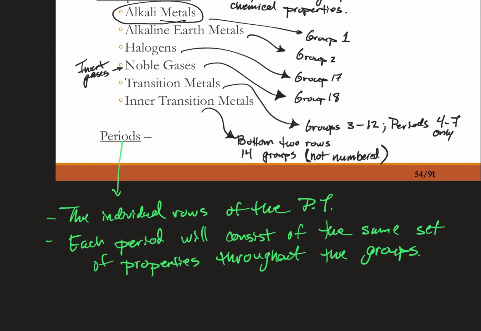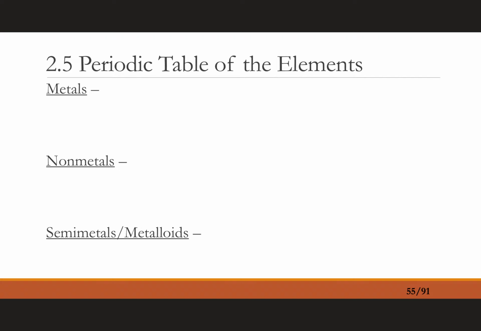And further information came along later. Again, this was 1869 when he made the periodic table. Protons weren't officially discovered for almost another 40 years, slightly more than 40 years. So that's when it was realized, hey, we need to order them by atomic number, by the number of protons, not by mass. We could further classify elements as being either metals, nonmetals, or semimetals / metalloids.